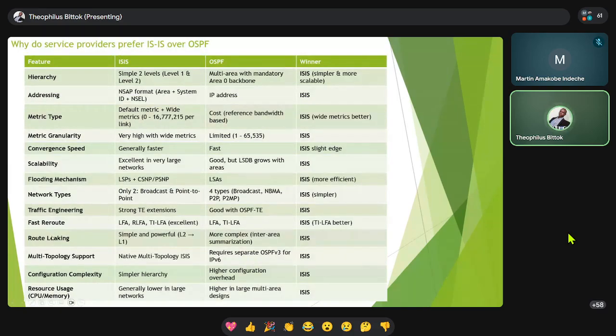So the last thing that we're going to check is why service providers mainly prefer ISIS over OSPF. When it comes to hierarchy, ISIS is a bit simpler compared to OSPF, whereby if you don't have a direct link to area 0, you might need to configure a virtual link. And then when it comes to addressing, when you are designing your network entity, you'll always define the area and also the system ID. But OSPF just uses the simple IP address.